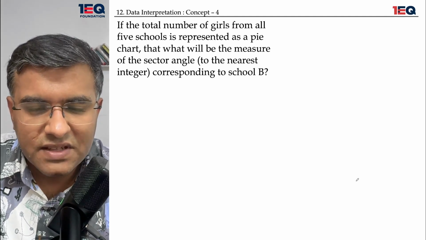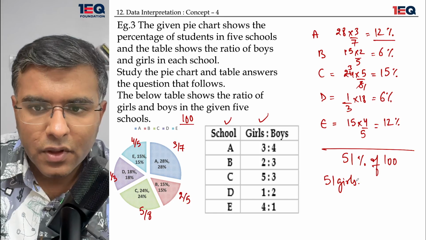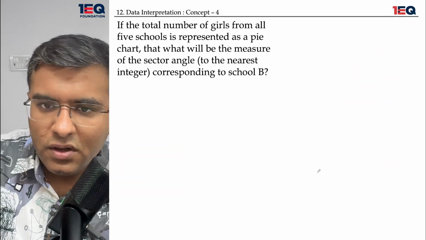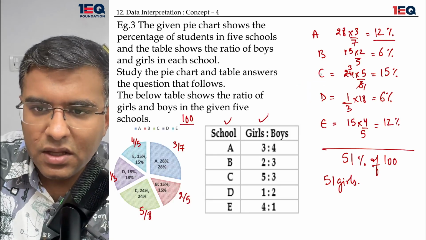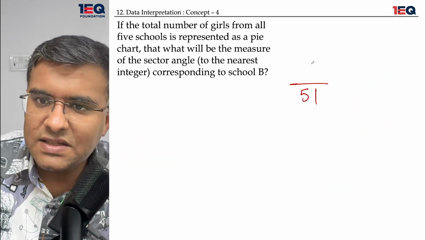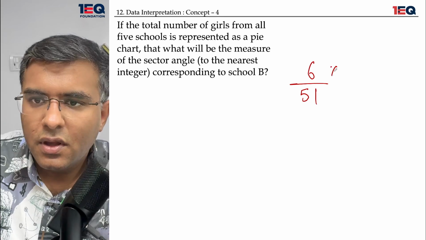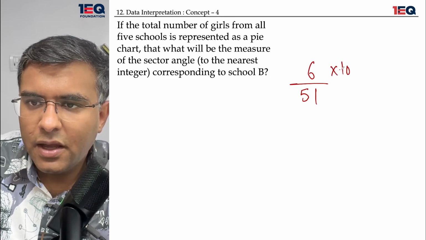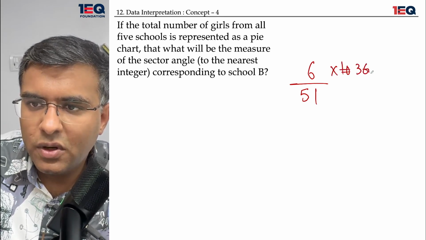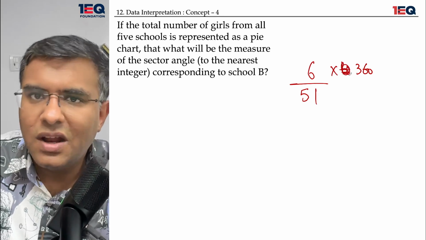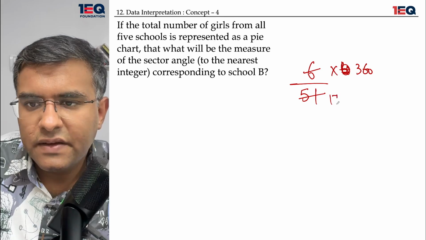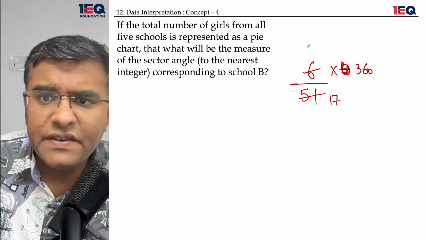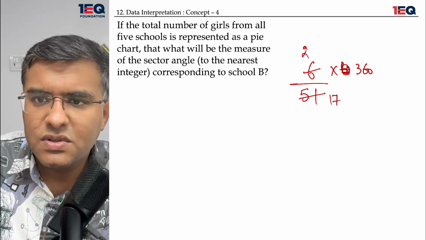What will be the measure of the sector angle corresponding to B? If there are a total of 51 girls and B is contributing 6 of them, I apply the 360-degree rule, where the total is 100%. So 3 17s are 51, and 3 2s are 6.